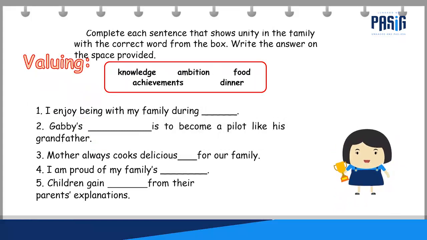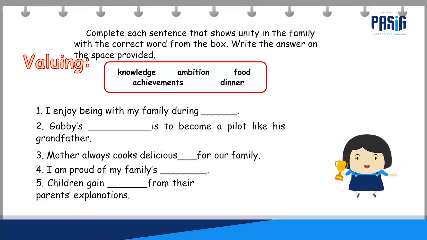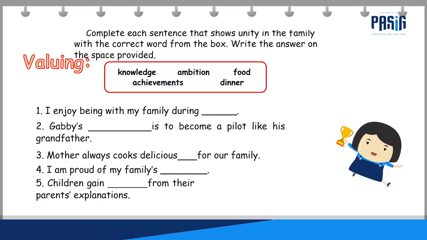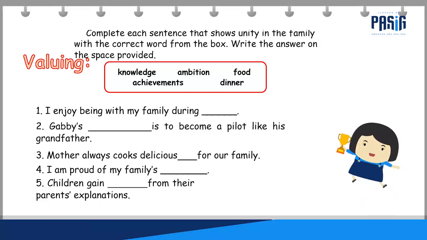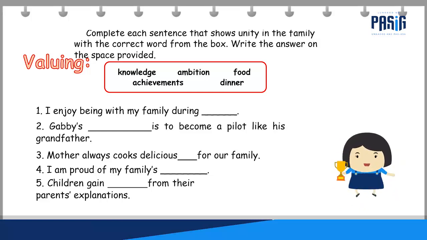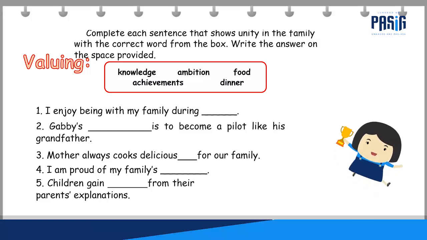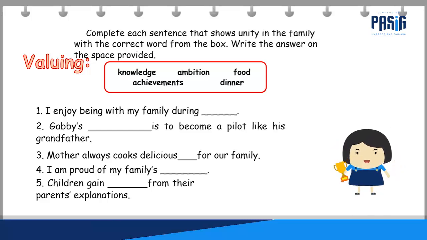Complete each sentence that shows unity in the family with the correct word from the box. Write the answer on the space provided. Number 1. I enjoy being with my family during blank. 2. Gabby's blank is to become a pilot like his grandfather. 3. Mother always cooks delicious blank for our family. 4. I am proud of my family's blank. And number 5. Children gain blank from their parents' explanations.